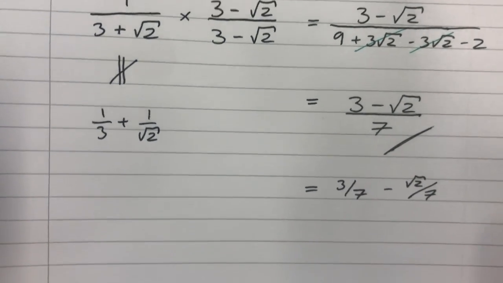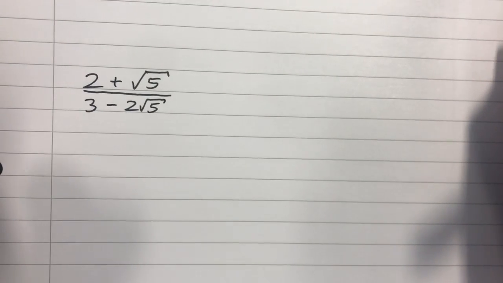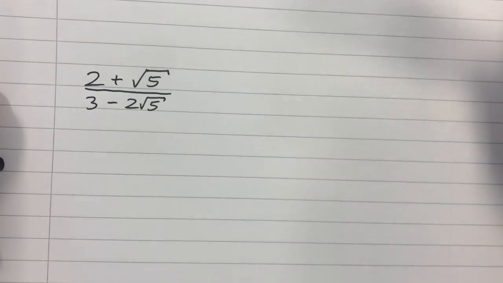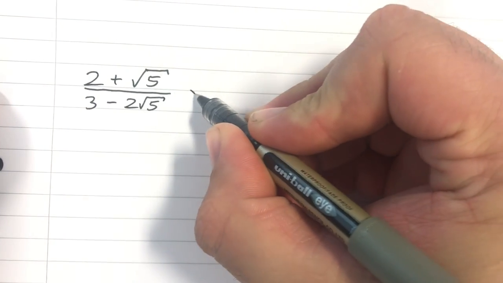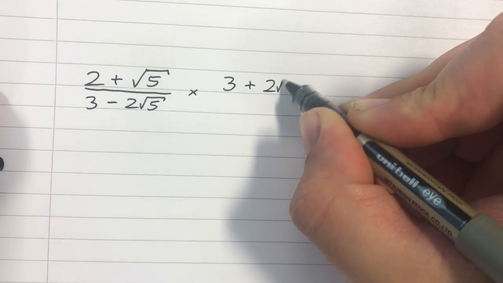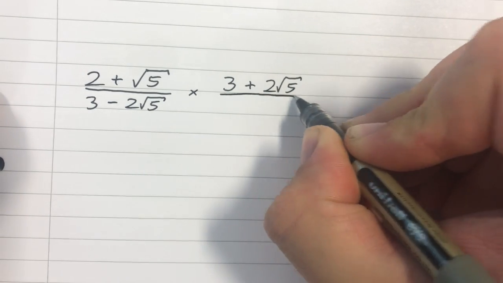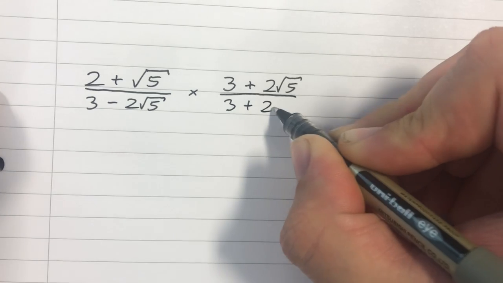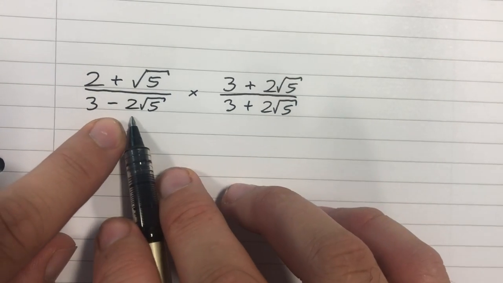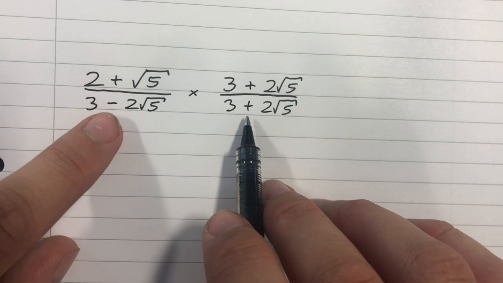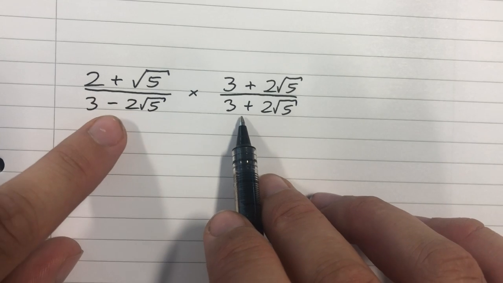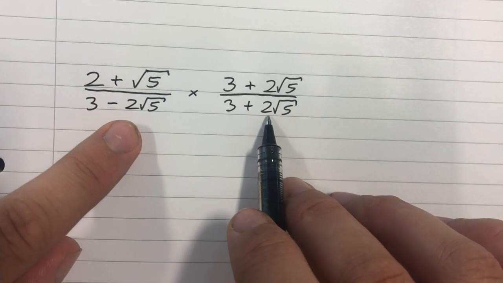All right, one more final example then, which is a little bit more complicated, but still the same principles. We've got 2 plus root 5 on the top and 3 minus 2 root 5 on the bottom. So I'm going to multiply this by the number 1, which I'm going to write as 3 plus 2 root 5 over 3 plus 2 root 5. Notice what I'm doing here is I'm just keeping the number exactly the same as the denominator was in the fraction, but I'm changing the sign of the surd. One could argue this is something called a conjugate.